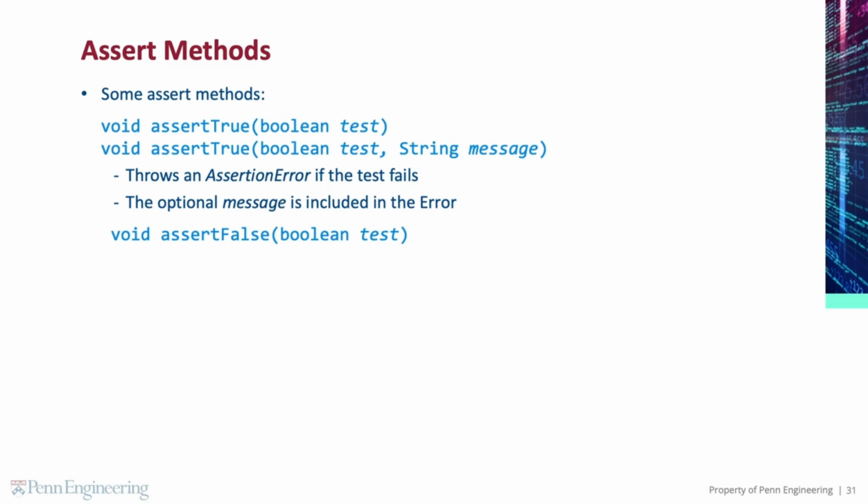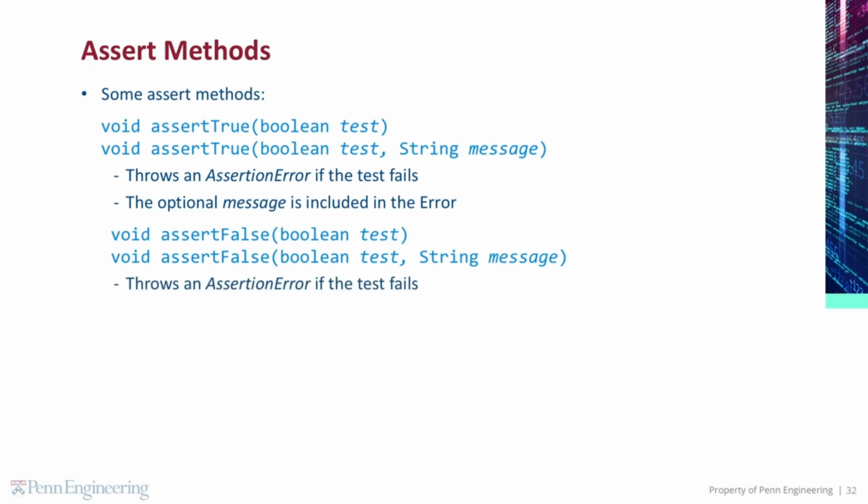Assert false asserts that a given Boolean value or condition is false. This version of assert false asserts that a given Boolean value or condition is false, and if it's not, it prints the given custom error message. Again, assert methods throw an assertion error if a particular test fails. If provided, the optional message is included in the error.